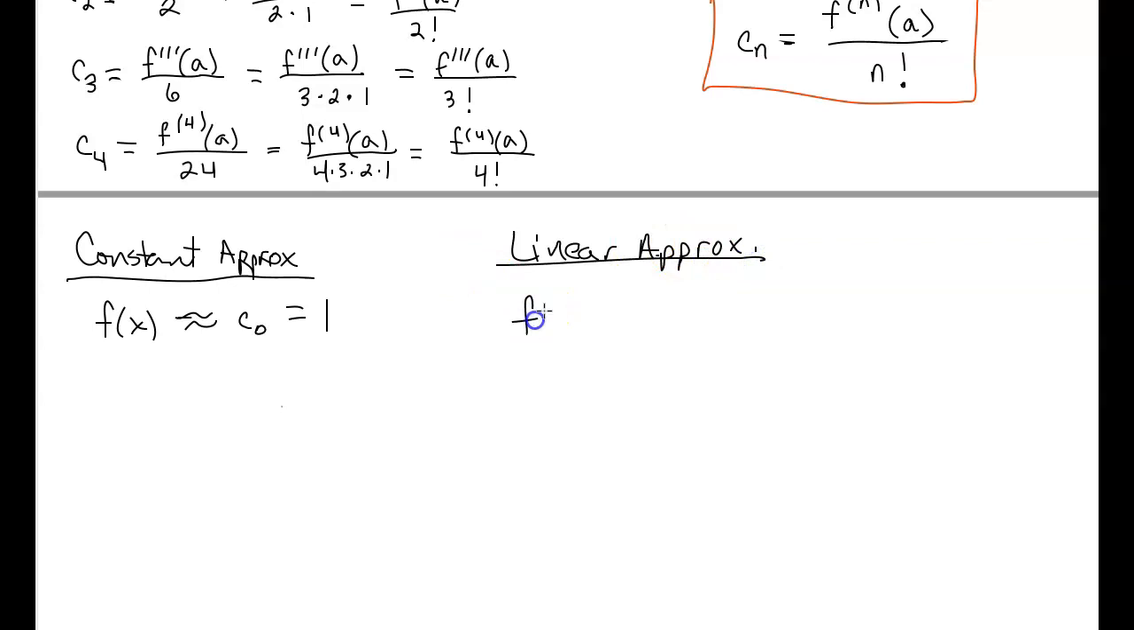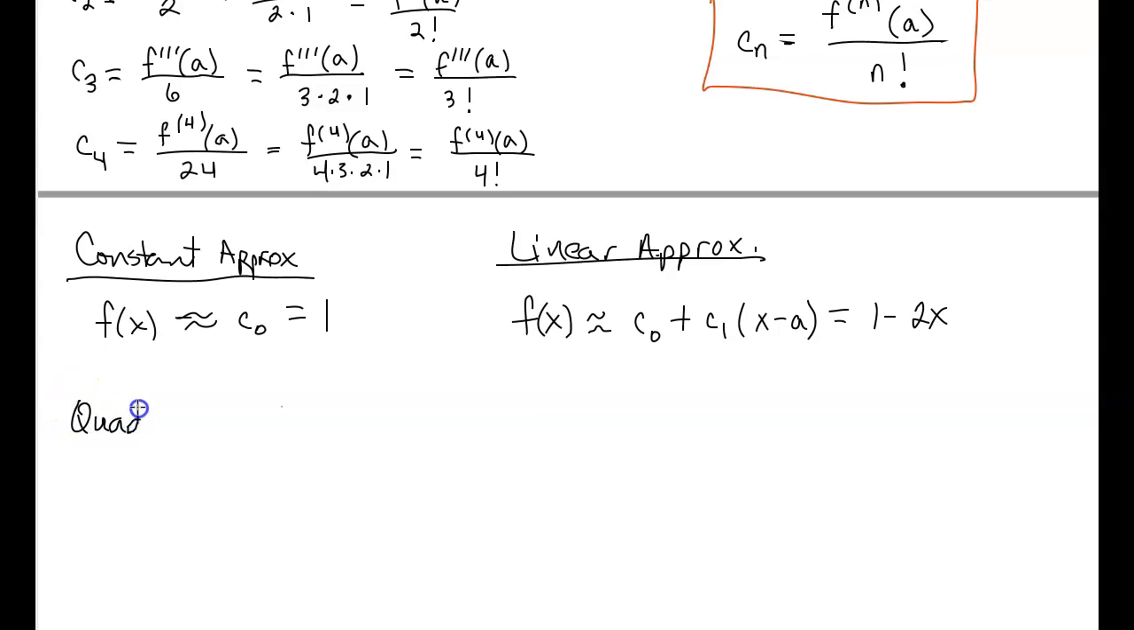So linear approximation. Then our function would be approximately c0 plus c1 times (x minus a). And according to what we have here, we know that a is 0. So this would just be 1 minus 2x. So this linear function would approximate our function e to the x roughly.